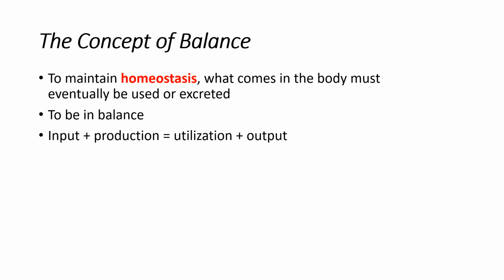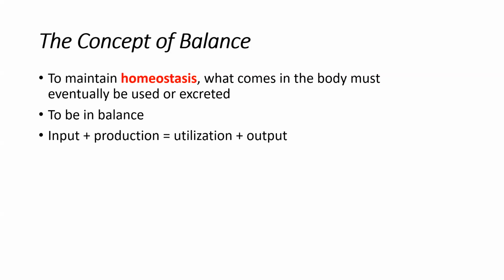So in order for our body to be in balance, how much we're bringing in from sources like our food, from sources like just drinking water, and how much we're producing, how much our cells are putting off. Remember, as a byproduct of cellular respiration, a little bit of water is produced. That should be equal to how much we're utilizing for body processes and how much we're outputting via the kidneys, okay?